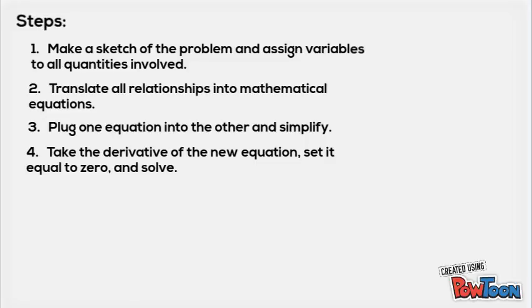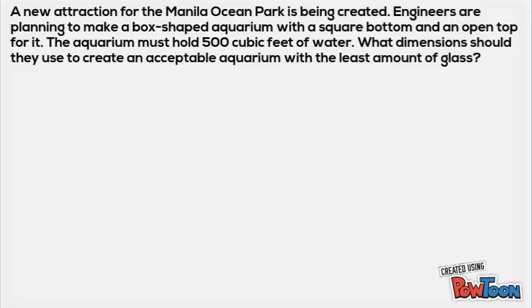To fully understand this lesson, let us look at some examples. A new attraction for the Manila Ocean Park is being created. Engineers are planning to make a box-shaped aquarium with a square bottom and an open top for it. The aquarium must hold 500 cubic feet of water. What dimensions should they use to create an acceptable aquarium with the least amount of glass?